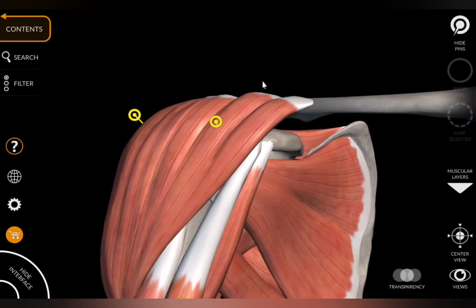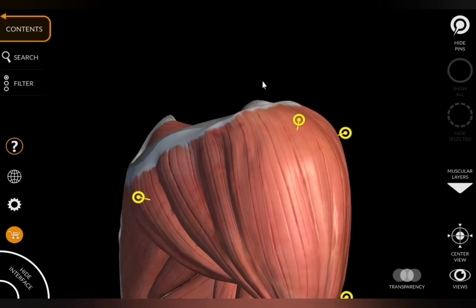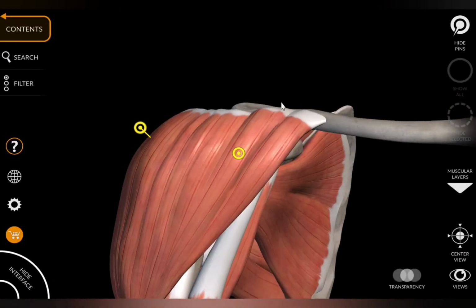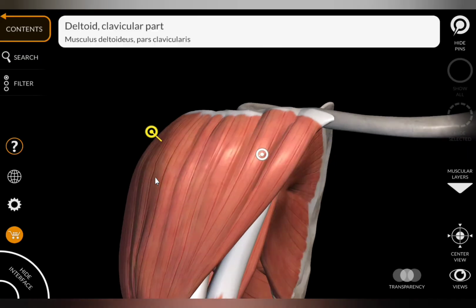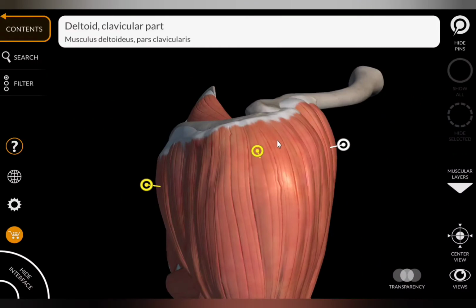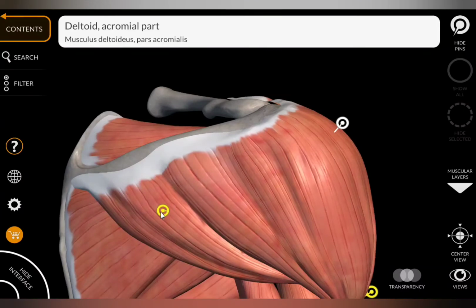The muscle in general consists of three parts. One is the clavicular part. This is the clavicular part of the deltoid. The next is the acromial part. See, this is the acromial part of the deltoid. The next is the spinal part. That is, it takes origin from the root of the spine of the scapula.